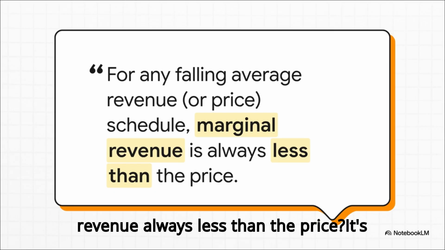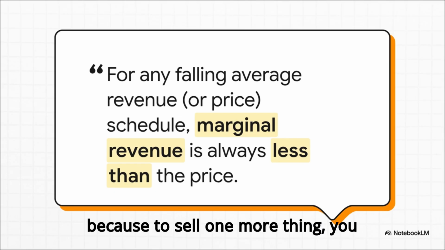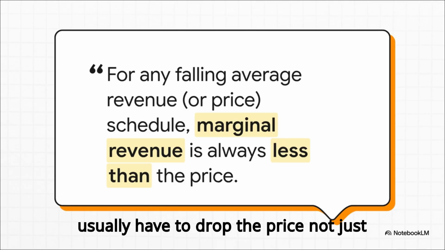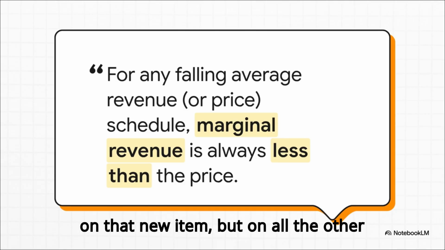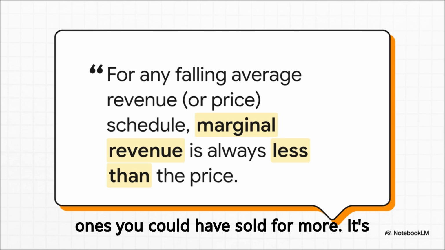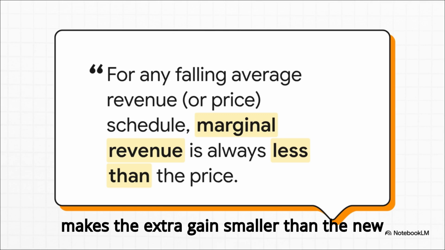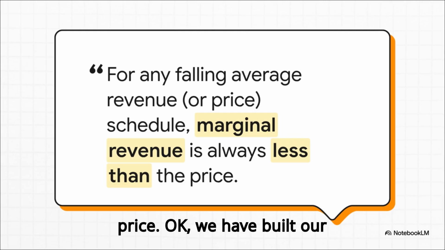And that little piece of math leads us to this fundamental rule. Why is marginal revenue always less than the price? It's because to sell one more thing, you usually have to drop the price, not just on that new item, but on all the other ones you could have sold for more. It's that loss on the previous units that makes the extra gain smaller than the new price.